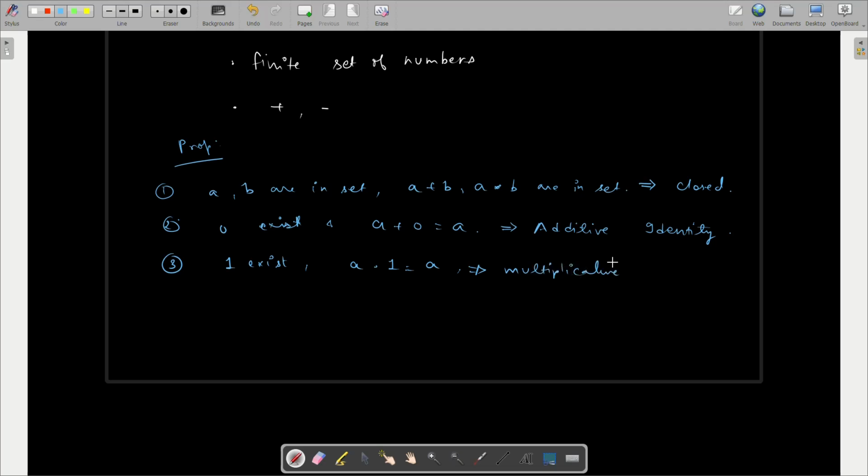Multiplicative identity, right? Number four, if a is in the set, then minus a is in the set, which is defined as the value that makes a plus minus a equal to 0. This is what is known as the additive inverse.